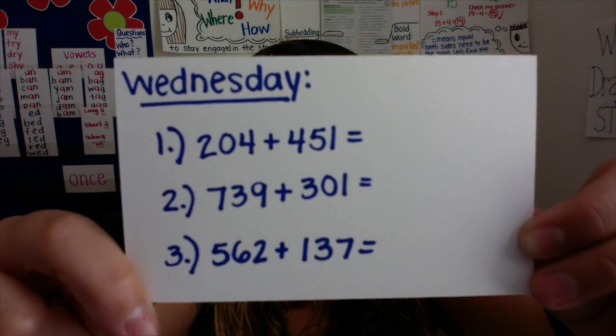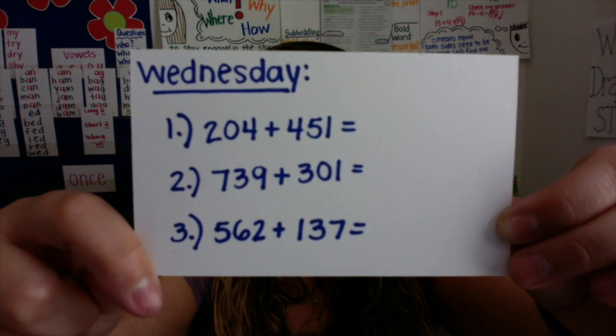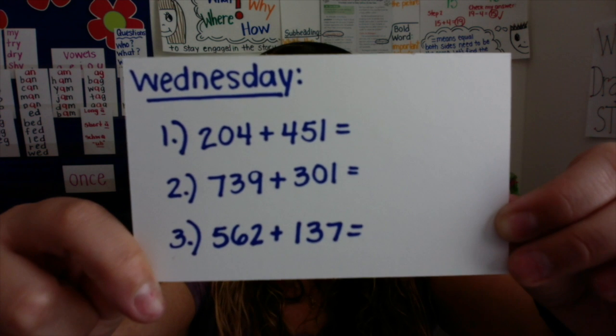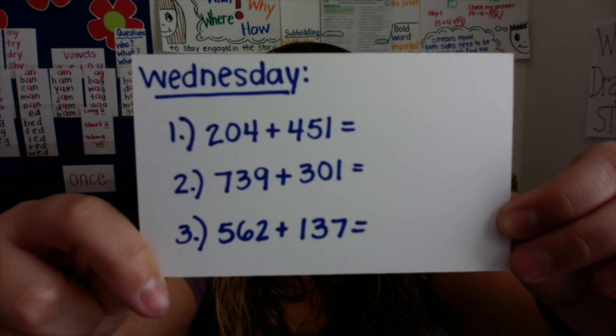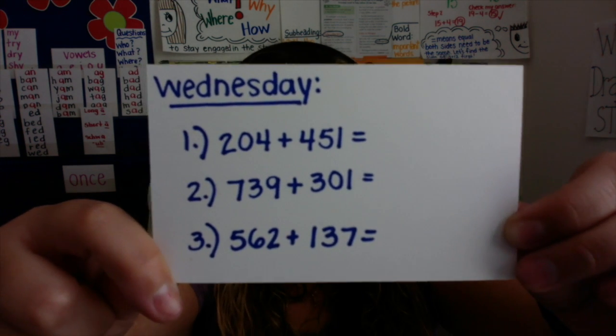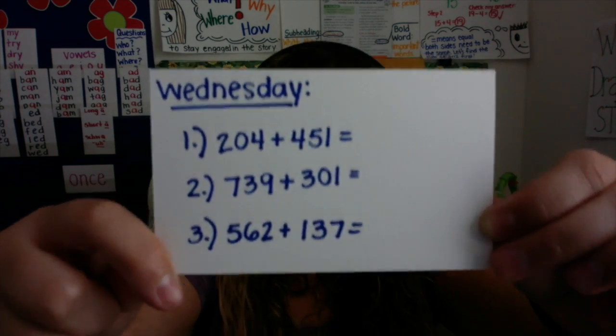So number 1 is 204 plus 451 equals. Number 2 is 739 plus 301 equals. And number 3 is 562 plus 137 equals. If you need more time to write these down, just pause the video. I'm going to move on to Thursday.